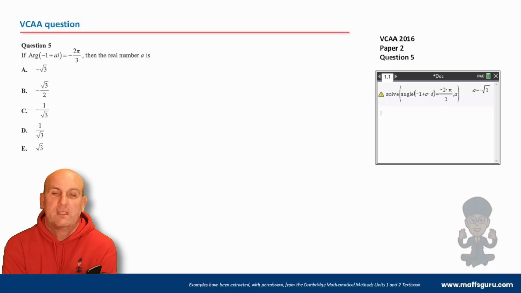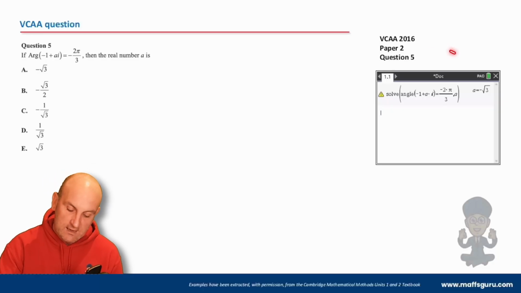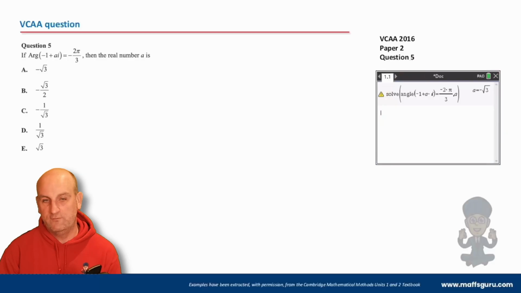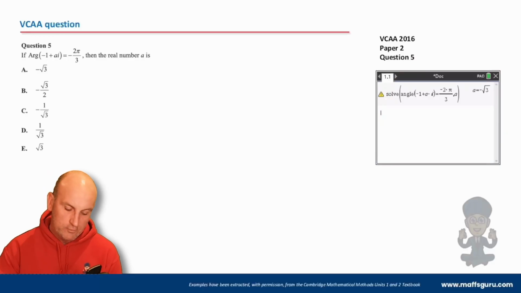But anyway, if the arg of minus 1 plus ai equals minus 2 pi on 3, then the real number a is. Now, again, there are 2 ways of solving this. Number 1, bang it in your calculator and solve. It came out with the answer of minus root 3.